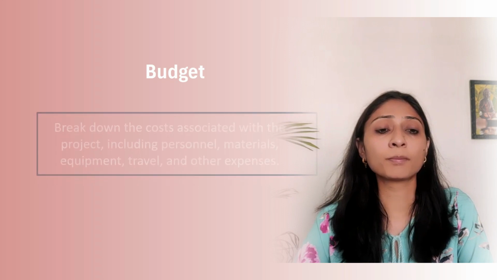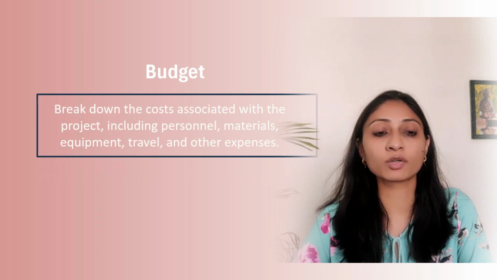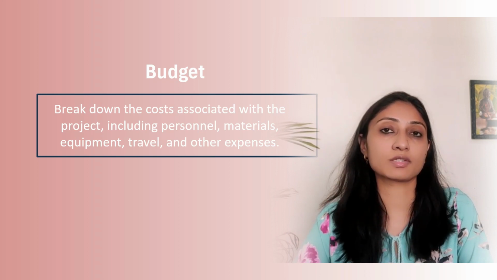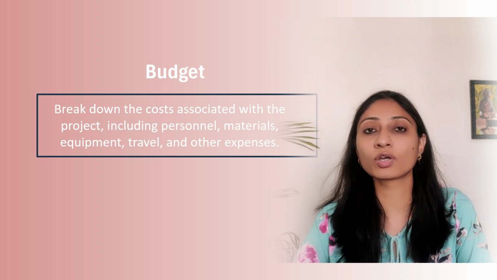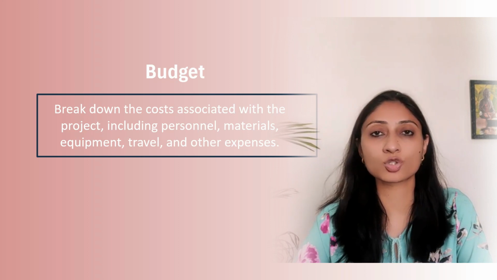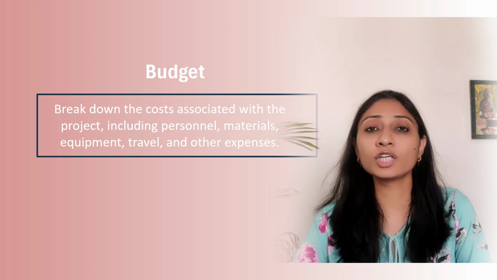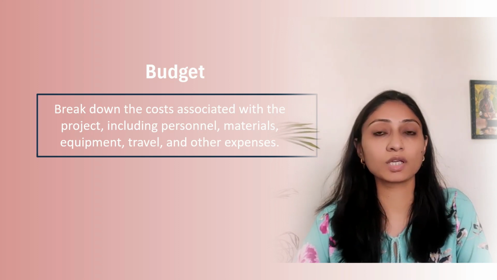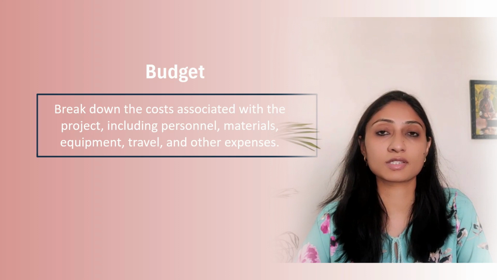The next point is the budget, which is very important. How much money do you need to accomplish that project? In the budget, break down the costs associated with the project, including personnel, materials, equipment, travel, and other expenses. Let's suppose you are going to hire a JRF or research associate for your project, then you need to mention the stipend or fellowship that you're going to pay them in your project expenses or budget.